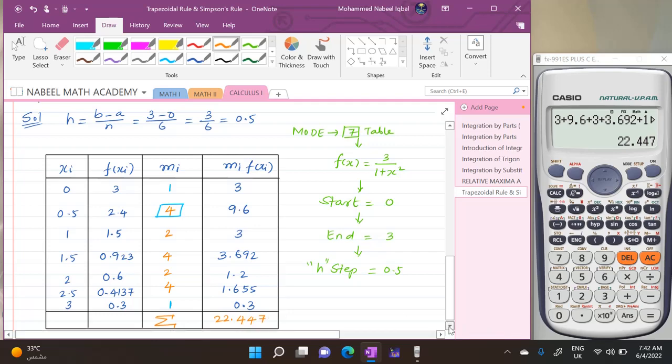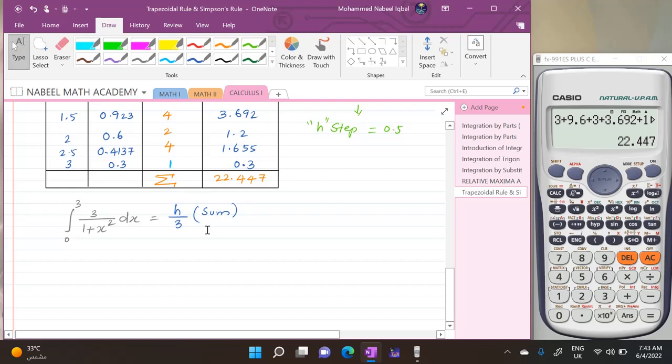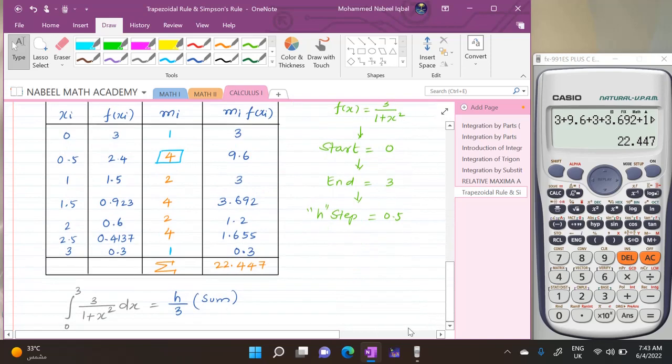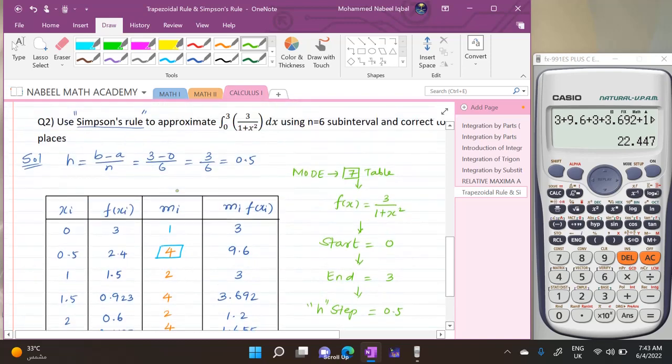Here we will write the same formula. Integral 0 to 3 over 1 plus x square dx. It can be written as the formula given by h over 3 into sum. Whereas in the trapezoidal, we are using h over 2 into sum. And here we are using h over 3 into sum. This is the one change, and the second change is the multipliers 4, 2. This is the only difference in the Simpson's and trapezoidal rule.